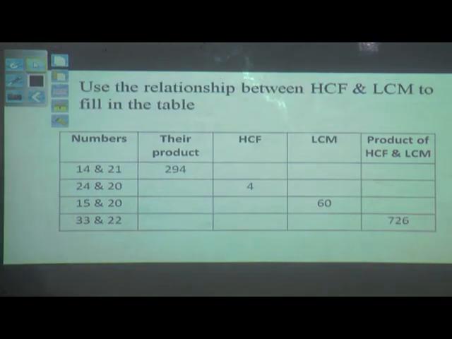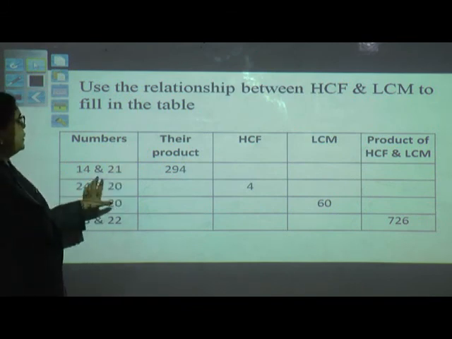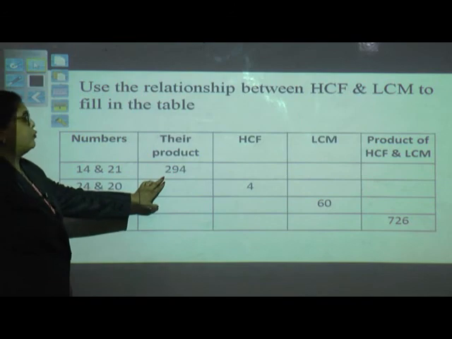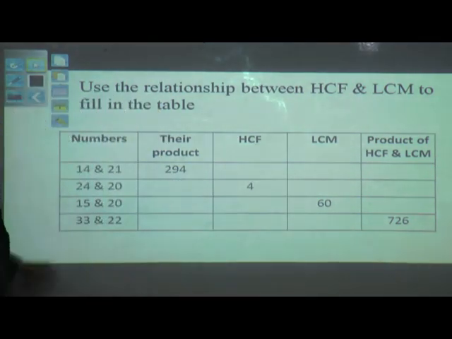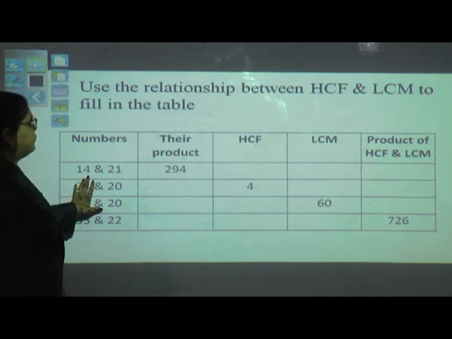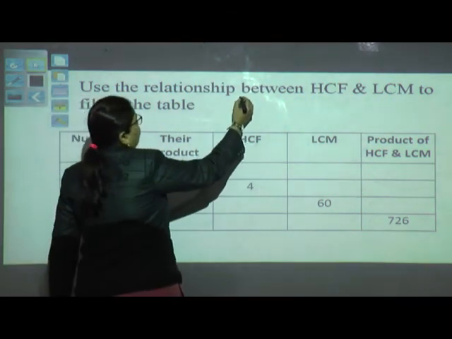Now we will see practically what is the HCF, what is the LCM of given numbers and their product. Use the relationship between the HCF and LCM and fill the given boxes. Now what will be here? The product is already given to us. We have to find out the HCF and the LCM. So can we find out the HCF of 14 and 21? Yes, we will try to find out.